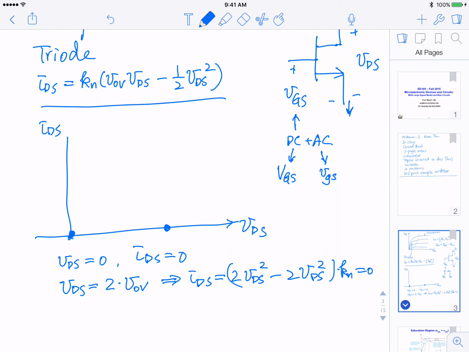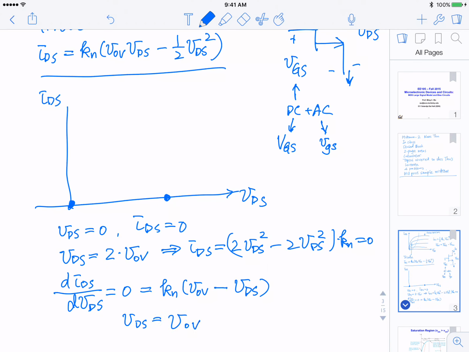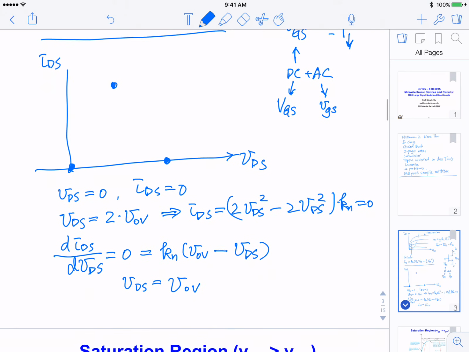And we can also find the maximum value. So if we take the derivative dIDS/dVDS, setting the derivative equal to 0, and this is equal to Kn, all right? The first term is just V overdrive. The second term becomes VDS, okay? So the maximum occurs when VDS is equal to V overdrive, okay? So somewhere in the middle, this term is going to be equal to 0.